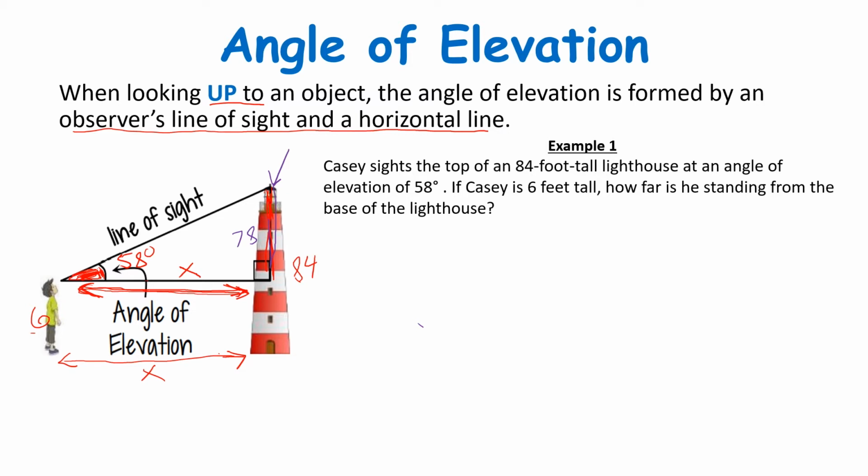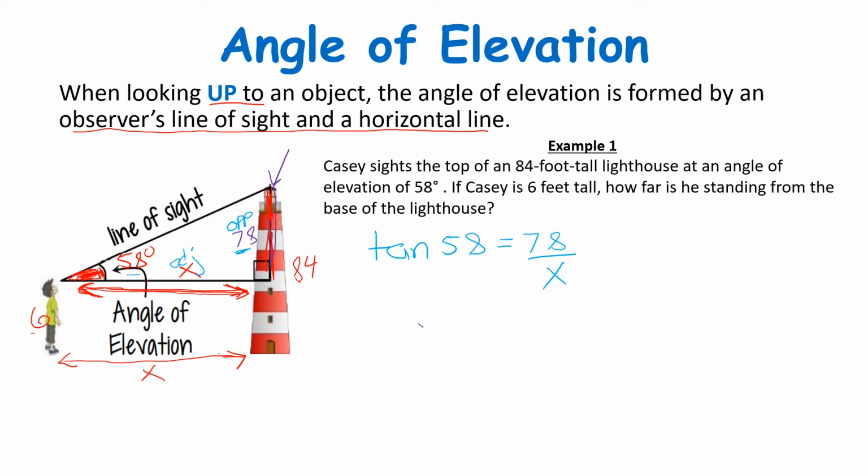In reference to that 58 degree angle, we have the opposite side and we have the adjacent side to that angle. So what trig function uses opposite and adjacent? If you can remember, that is tangent. So let's set up a trig ratio. The tangent of 58 degrees is equal to opposite, so that would be that 78 foot height, over adjacent. We don't know what that adjacent side is, so we have to solve for x.